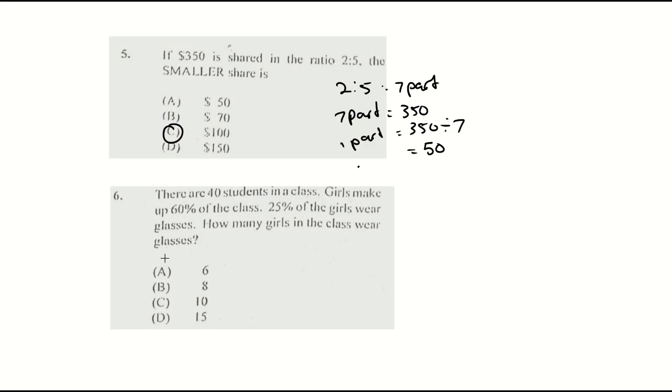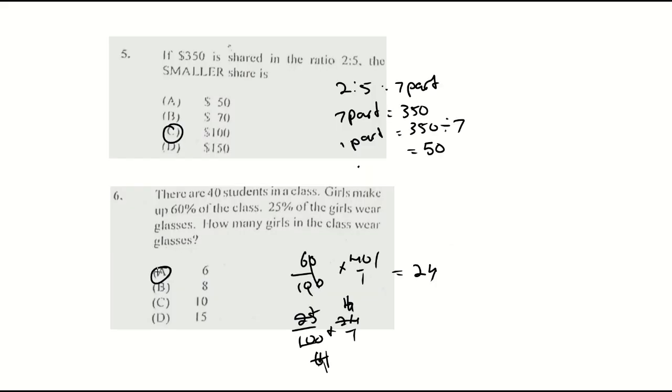This question, we did it already, and the answer was E. Right? There are 40 students in a class. You find 60% of the class is girls, and 25% of the girls wear glasses. So 60% of 40 is 24. And then we find 25%, 25 over 100 multiplied by 24 over 1. Oh, hold on. 4 here. 4 could go into 24 6 times. So the answer is 6.